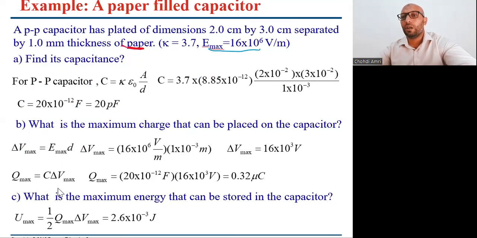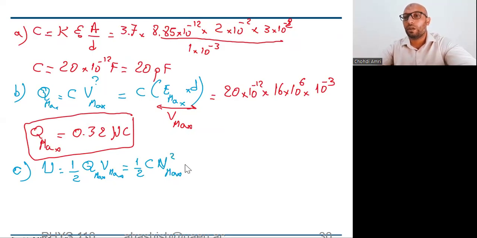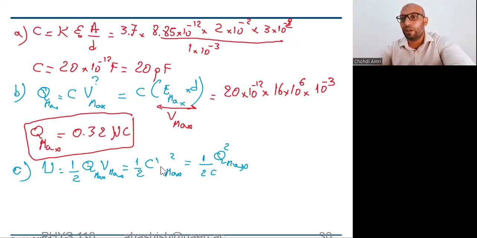Let's move to the third question. In the third question, he said, what is the maximum energy that can be stored in the capacitor? I would like to write the full formula of the energy, the different expressions of the energy. It's going to be half of Q max V max, or equal half of C V max squared, or equal half 1 over 2C Q max squared. Okay, so here you have different expressions and you are free to use whatever you want, but you have to be very careful in the calculation.